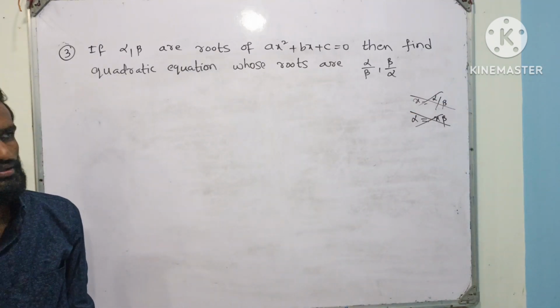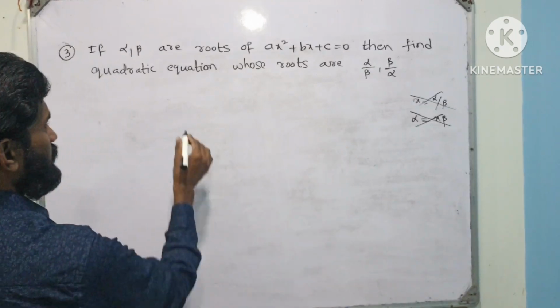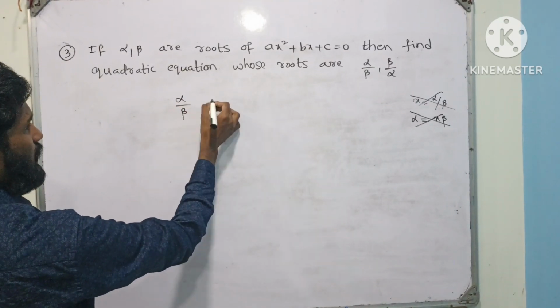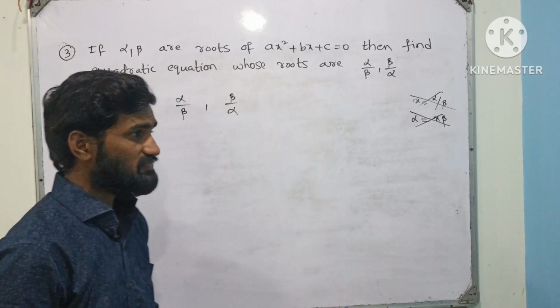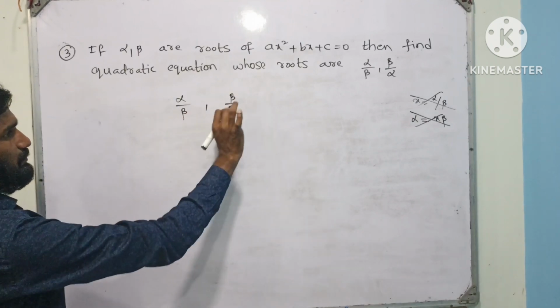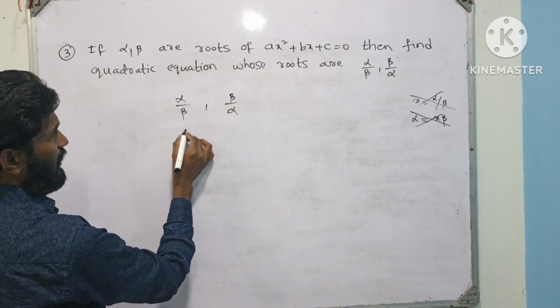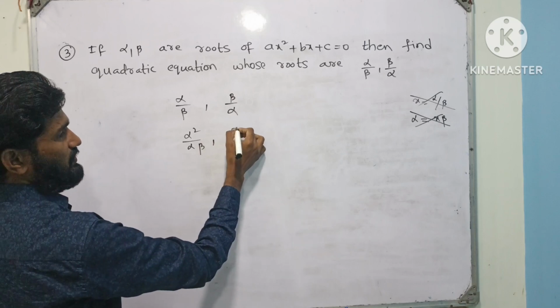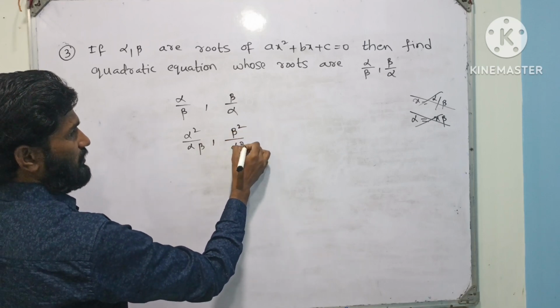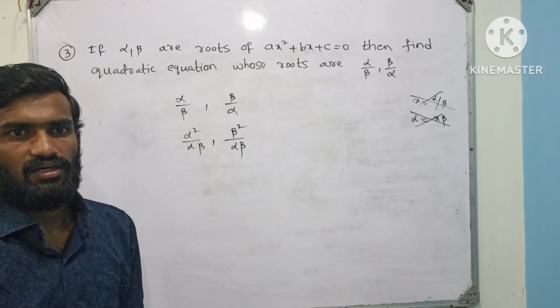Then how to solve it? Simply first take what is given here. Alpha by beta, beta by alpha are the roots. It is given. Now what you need to do? Just multiply and divide here with alpha, which is alpha square by alpha beta, and here also it is beta square by alpha beta.